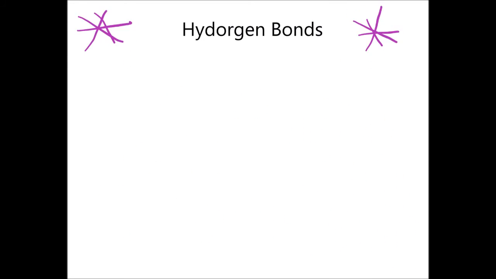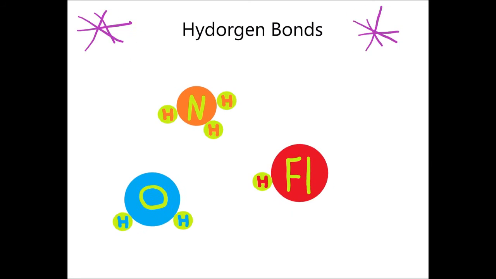Next are hydrogen bonds. These are polar attractions between hydrogen and fluorine, nitrogen, and/or oxygen. Because of the polarity of these bonds, they have special properties, like being less dense when frozen, high surface tension, and higher melting and boiling points.